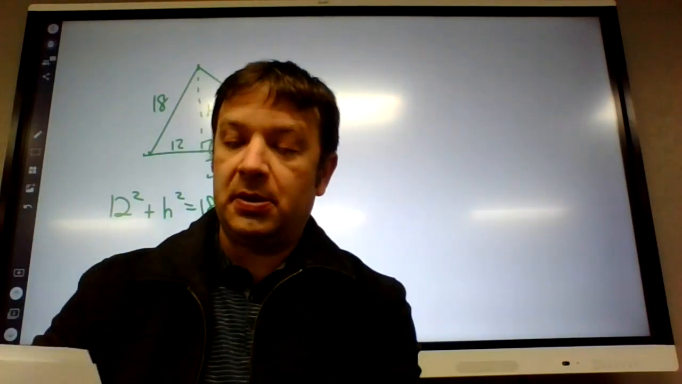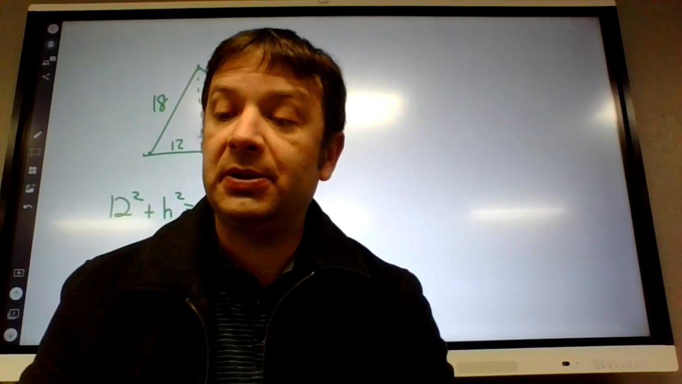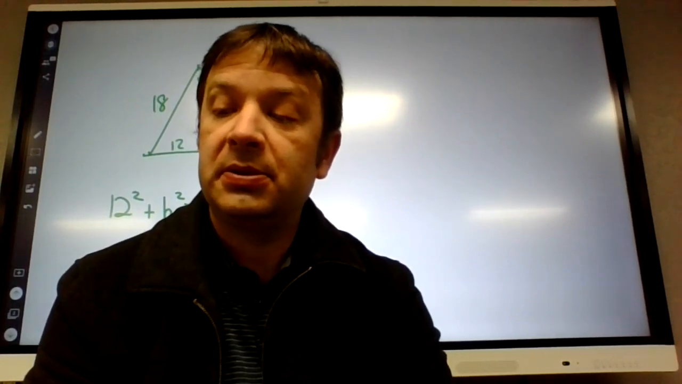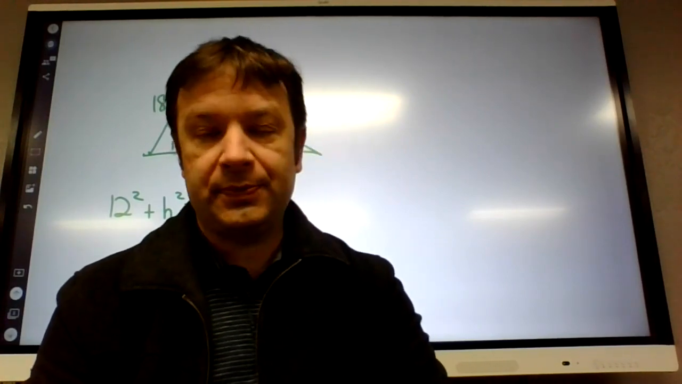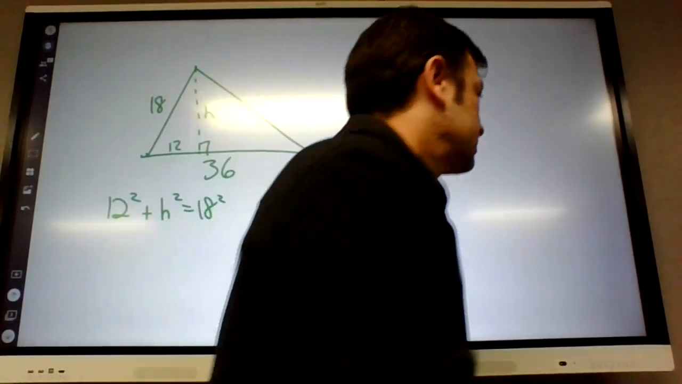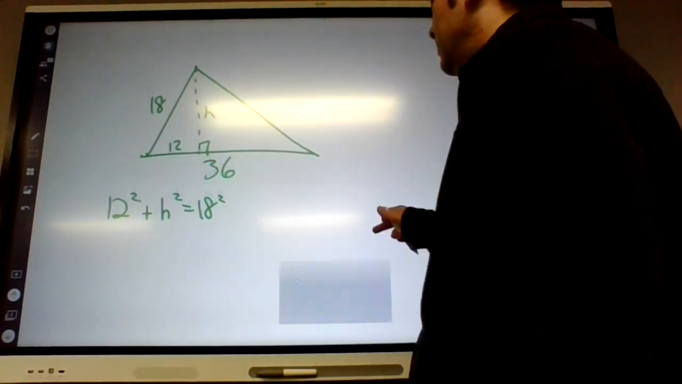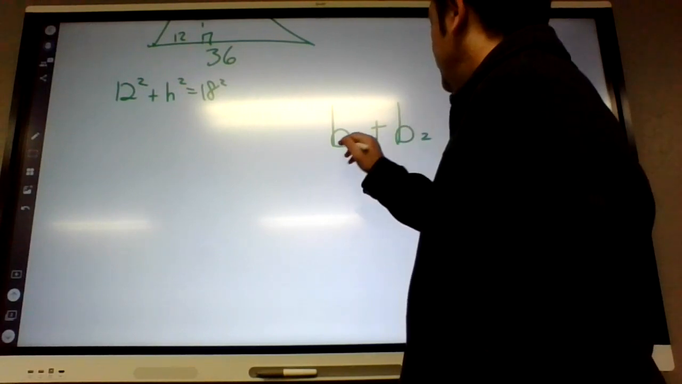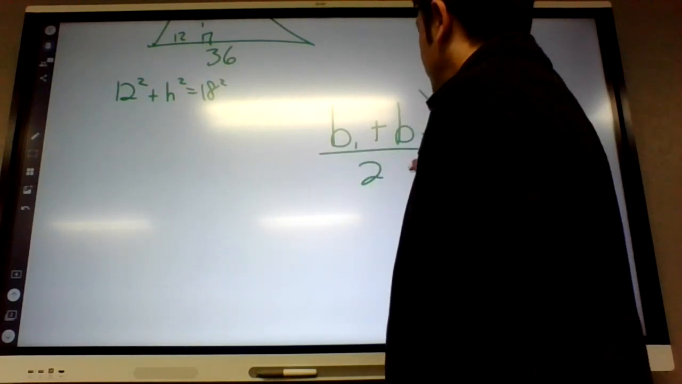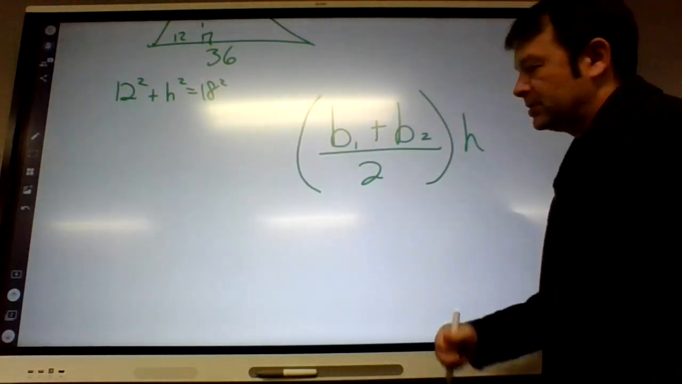Okay. Number 7 is a what? Trapezoid. How do we find the area of a trapezoid? Base 1 plus base 2 divided by 2 times height. Base 1 plus base 2 divided by 2 times the height.